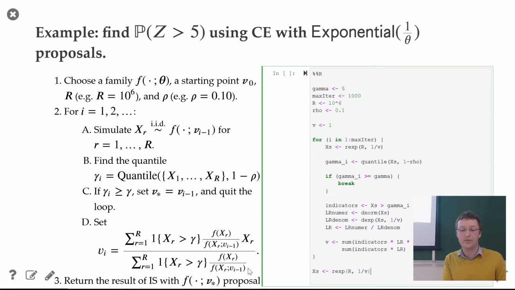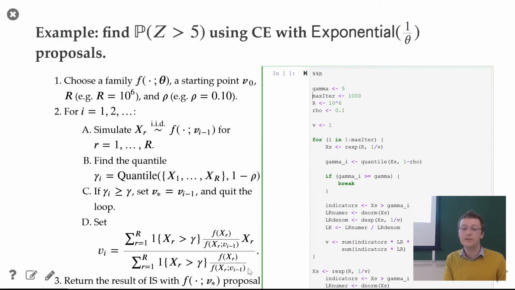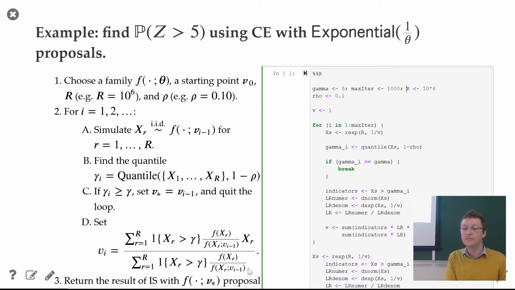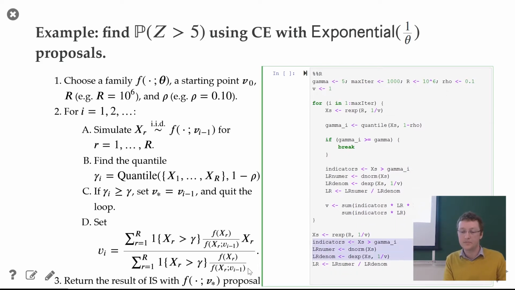Okay, so we simulate from the distribution that we found. This part is just identical. Let me just put some of this on one line. Instead of comparing against an intermediate level, we compare against the gamma that we actually care about. These two steps don't change, the likelihood ratio doesn't change. And then the estimate, we can print it out, is the average over these indicators multiplied by the likelihood ratios.